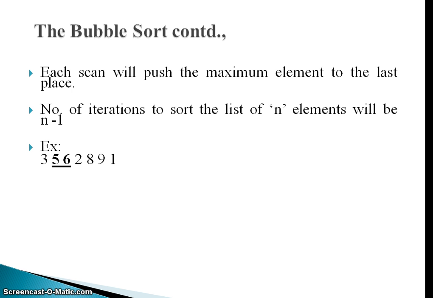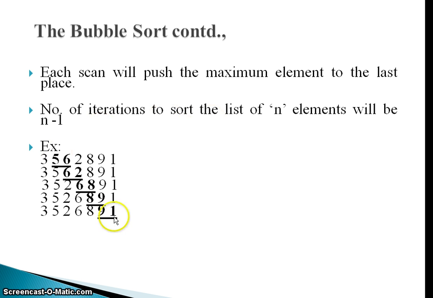Example, 5, 6. Here 5 is smaller than 6, so no swapping is required. Next, 6 and 2. 6 is larger than 2, so swapping is required. Next, 6 and 8, no swapping. 8 and 9, no swapping. But for 9 and 1, 9 is larger than 1, so these two elements get swapped. So at the end of the first pass, the largest element will be placed in the last position.